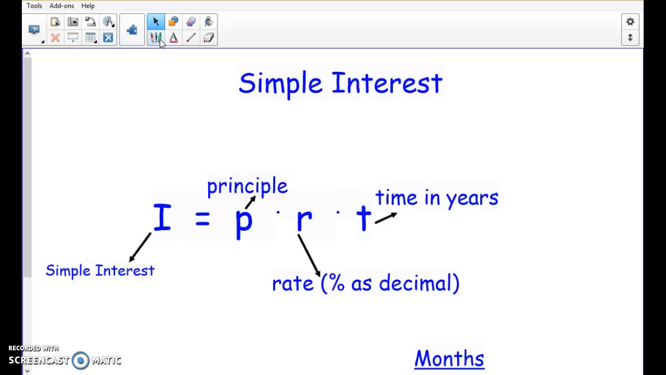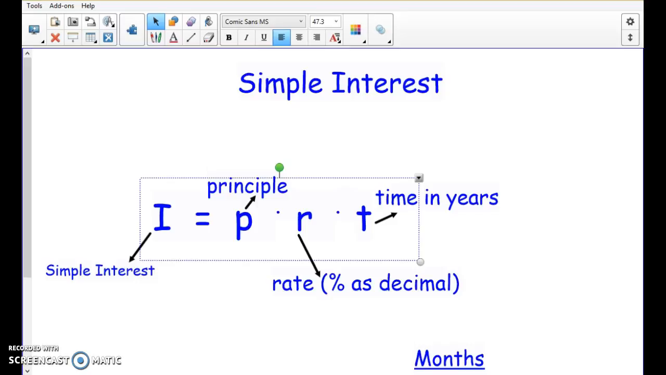So our formula for today is going to be I equals P times R times T. Here's our I, standing for simple interest, P, which is our principal, so our starting amount, R, our rate, which is usually a percent, and then T, which means our years. It's important that this is years, so if a problem ever gives you something like 24 months, you convert that to years. Okay, so I equals P times R times T.